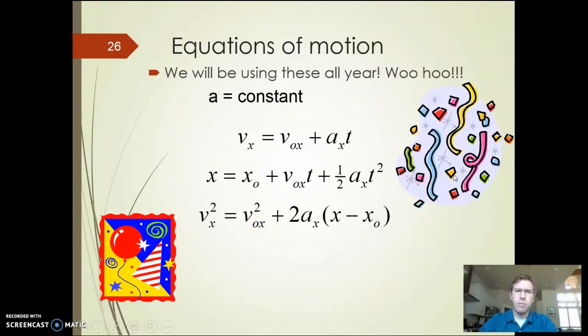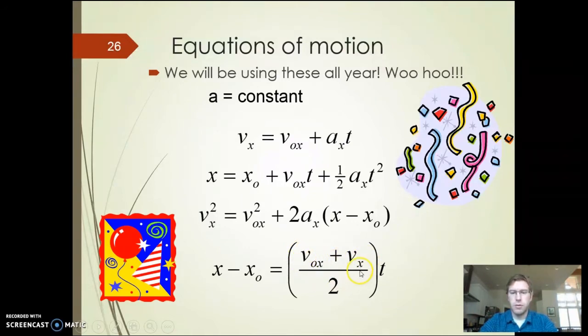And the fourth one, probably one that's used a little less frequently, actually just comes from our understanding of velocity. This just says displacement is equal to average velocity times time. Again, the average being the final plus the initial divided by 2. So these are our 4 equations of motion.